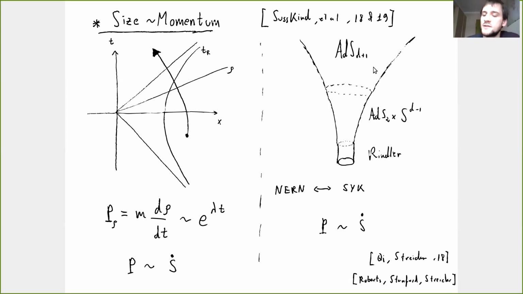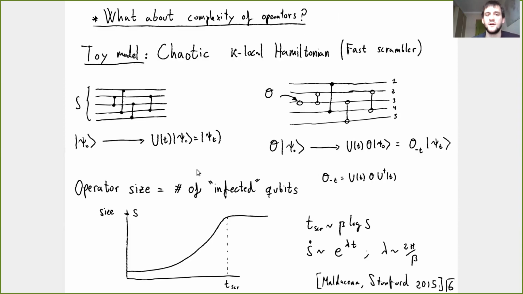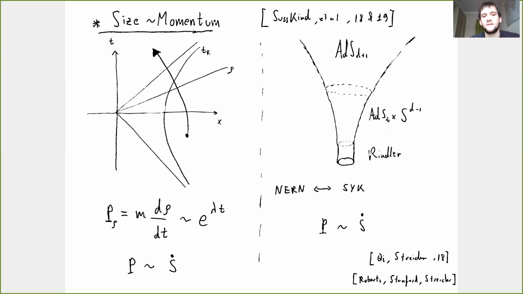So the momentum of an infalling particle seems to recover the same function as the growth of the size of operators in the SYK model before scrambling, right? This procedure of the infection is basically a scrambling procedure, and also this particle falling in, we know that the scrambling in the dual gravitational theory corresponds to what particles do when they hit the stretch horizon, right?